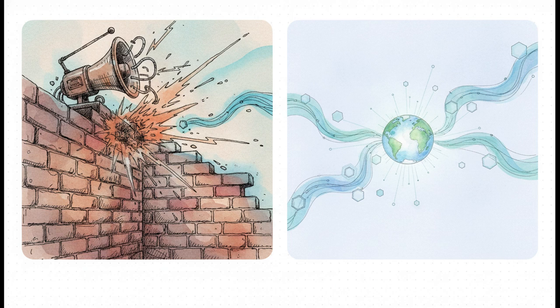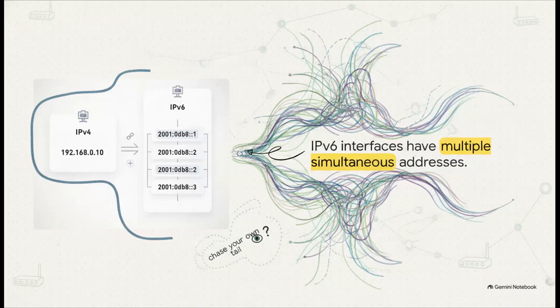Since every device is potentially globally routable in IPv6, your entire firewall design and your core security assumptions absolutely have to change. Take a look at the interface differences on this slide, because this is wild when you first see it. On the left, an IPv4 interface just has a single address. But look at the IPv6 interface on the right. It normally has multiple simultaneous addresses. You're going to see a link local address, a global unicast address, and temporary privacy addresses, all just hanging out, coexisting on a single interface.